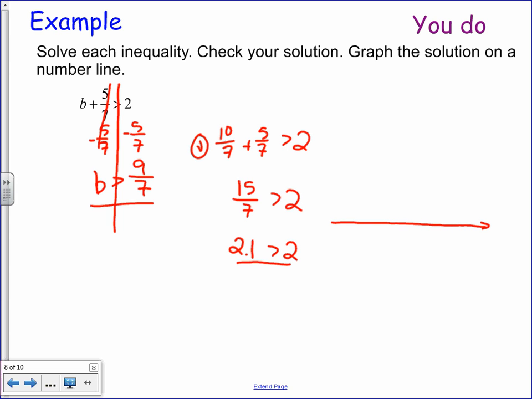Hopefully those fractions didn't trip you up too bad. So here on my graph, I'm going to do 9 over 7. And 9 over 7 is just a tiny bit greater than 1. So your 1 is going to go here, and your 2 is going to go here. Because 9/7 is 1 2/7, right? So it's a little bit more than 1. And this is going to be an open circle on 9/7, shading to the right. All right, if you didn't get this one the whole way through when you're working it yourself, hopefully you understand it a little bit more.